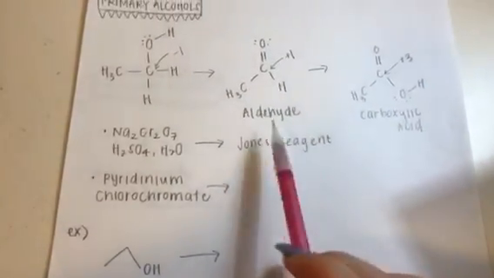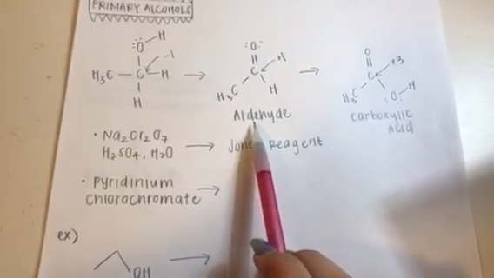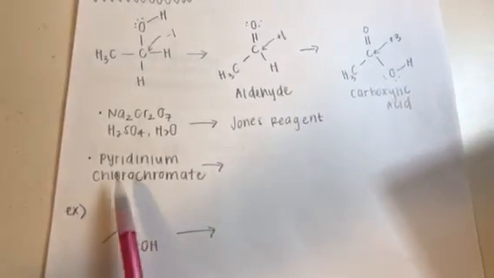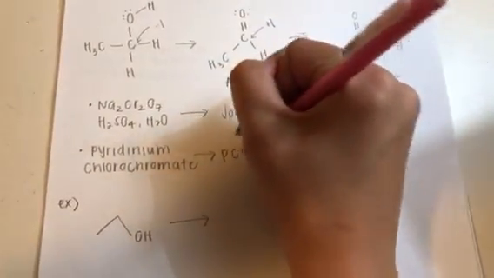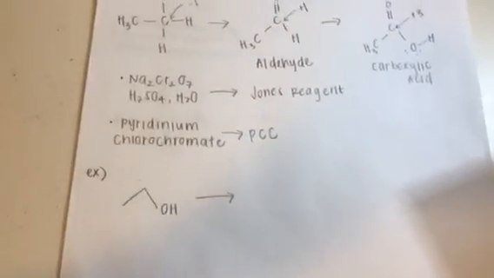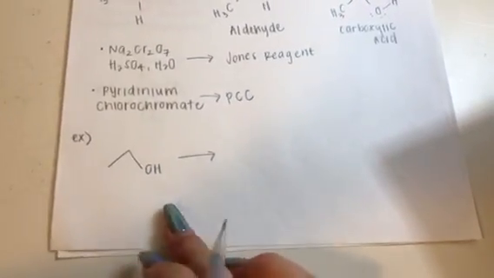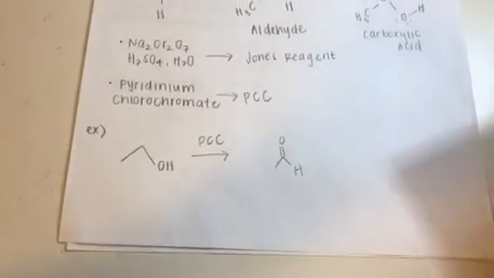However, if you wanted to isolate this aldehyde right here, you could use something that's not as strong, such as pyridinium chlorochromate, which we also know as PCC, which is much easier to pronounce. So let's do an example here. If we start with ethanol and we use PCC to react, we will end up with this as the product. A double bond to oxygen.